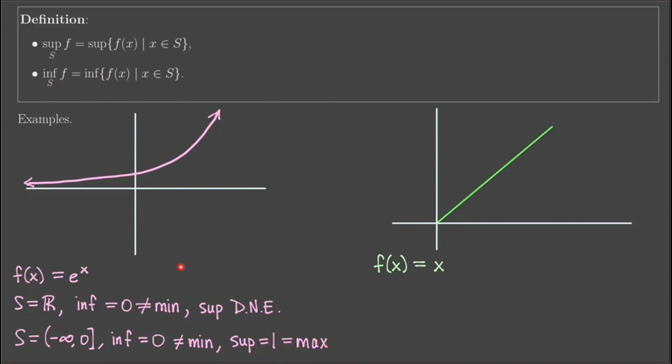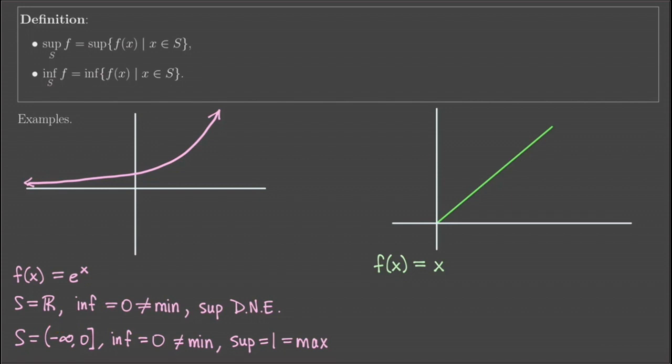But now it has a supremum of 1. The y-intercept here is the number 1. So it has a supremum of 1, and that is actually also the maximum because it really does attain it at x equals 0, which is part of our domain. Let's look at example 2.